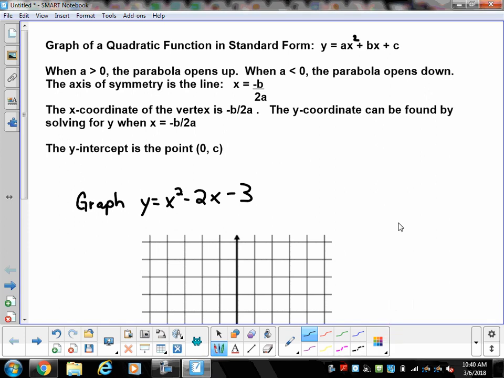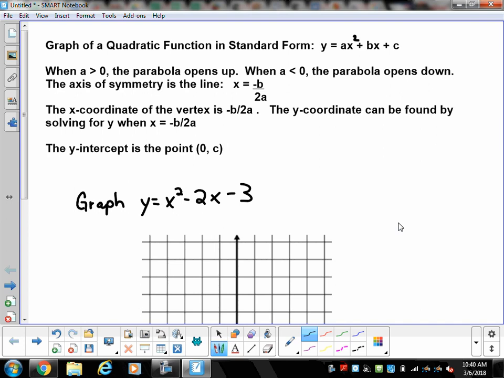So yesterday we looked at a basic version of quadratics. We were trying to graph when we didn't have a linear term. So today we're going to look at when there's a linear term mixed in. And the first thing here: when a is greater than 0, that number in front of the x squared, the parabola is going to open up. If it's less than 0, it opens down.